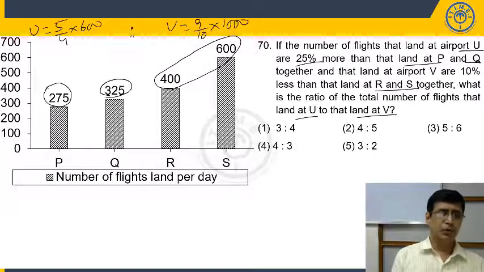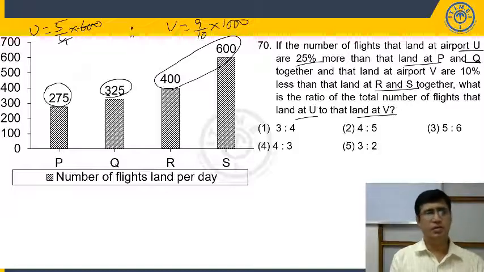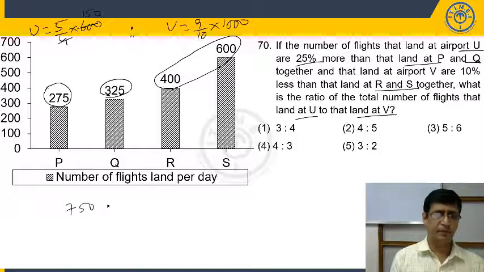Now 5 by 4 of 600. So how many times does 4 go into 60? 15 times. So the result is 5 into 150. It is 750. Or else you can cancel directly here. What is the cancellation? 0s to 0 we can cancel. The result is 900.